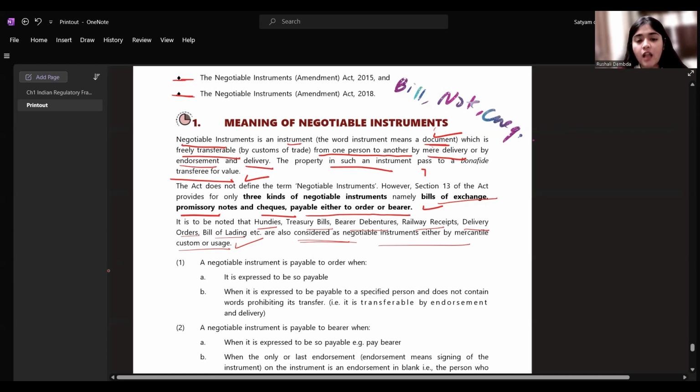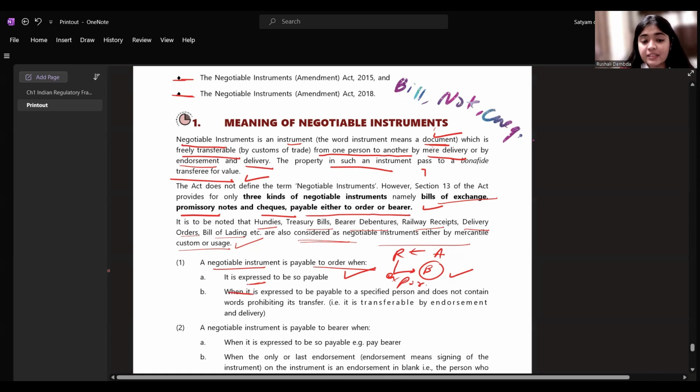A negotiable instrument is payable to order when it is expressed to be so payable. As I told you, R was to receive some amount from A. R directs A to give the money to B. Now, it is expressed to be so payable. I have given the expression, I have given the order: pay this amount to B. Don't pay R, pay to B.